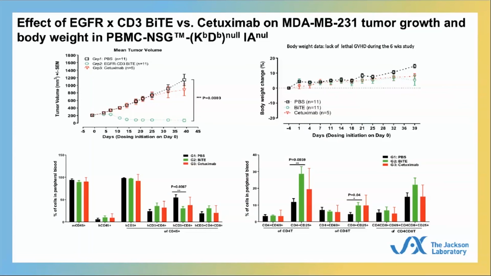So we see a nice reduction in tumor growth, which is not really the case with cetuximab, shown here in the red triangles. And body weight stays relatively constant for all the different groups, again, which is really the huge benefit of the double knockout mice, showing that there is really lack of GVHD in these mice.